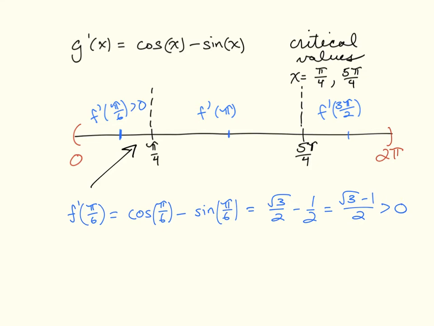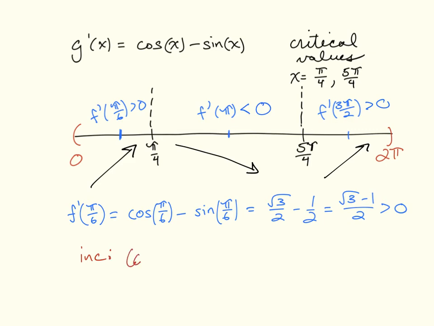If you do similar work for the test value pi and the test value 3 pi over 2, you will find that in the middle interval, the derivative is negative, and on the right interval, the derivative at that point is positive, which means that on the original function in the middle interval, it is decreasing, and on the right interval, the original function is increasing.